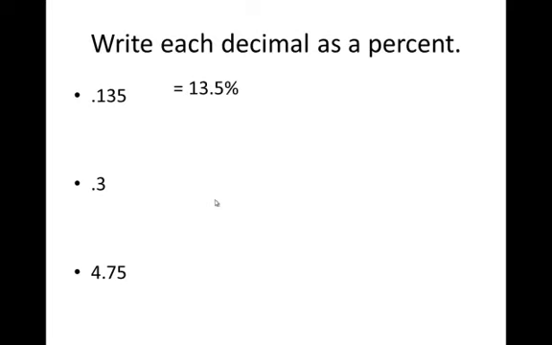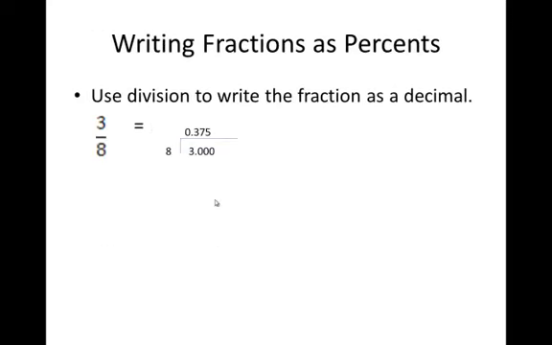0.135, move it over twice to get 13.5%. 0.3, again, we've got to move it twice, so it wouldn't be 3%, it would be 30%. And for 0.75, move over twice to get 75%.